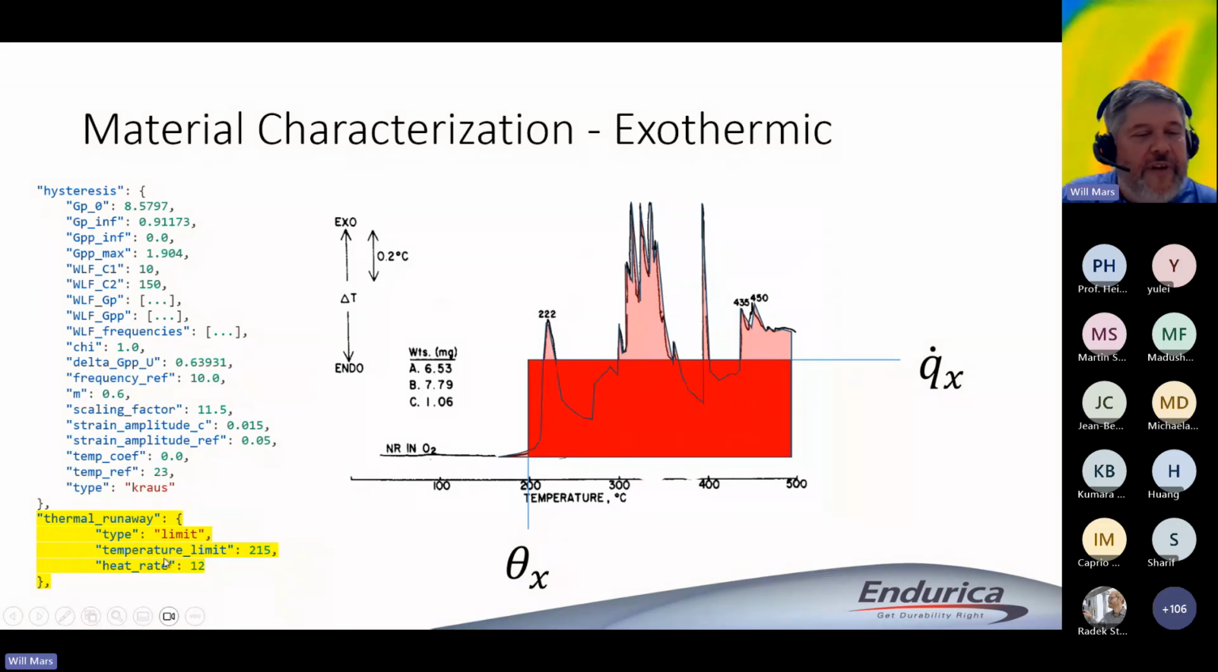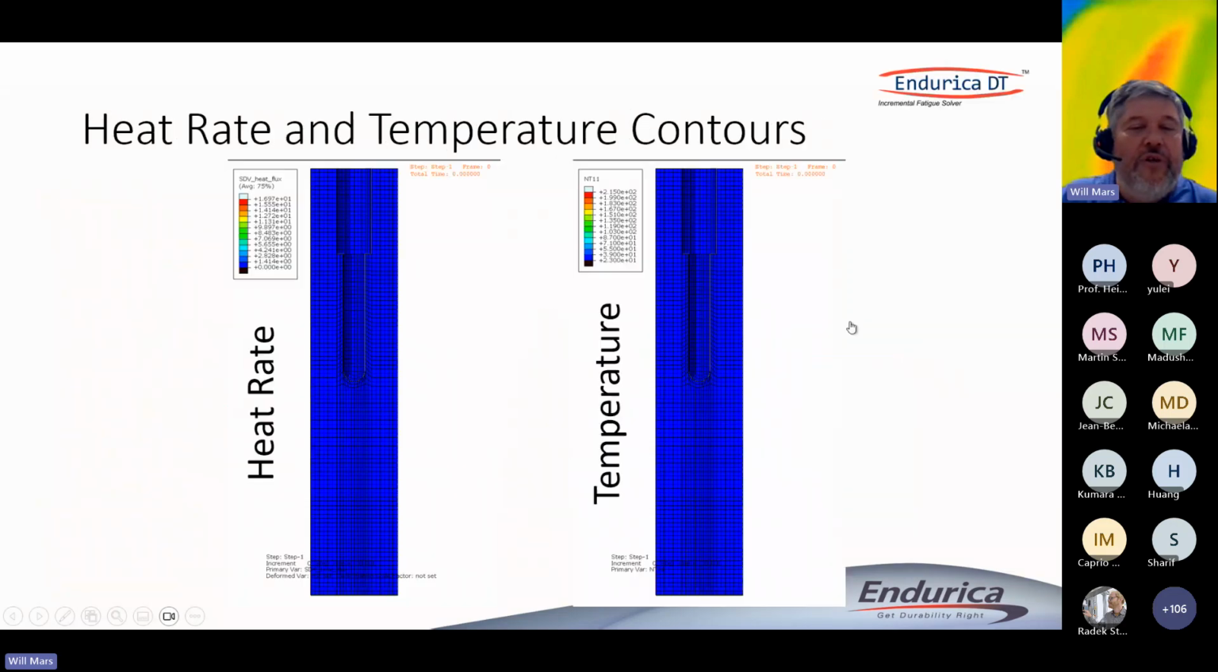Now this is the material definition for our exothermic model in Endurica. You define a trigger temperature theta x, right? The exothermic trigger reaction. So here we're going to call that something around 200 degrees C. And then once we trigger this, instead of trying to model the detailed DSC curve, we just give it an average heat rate when you exceed theta x. So that's the model that we'll use.